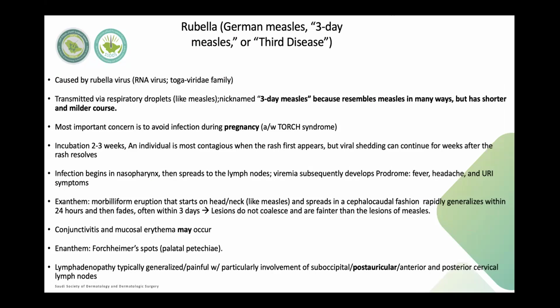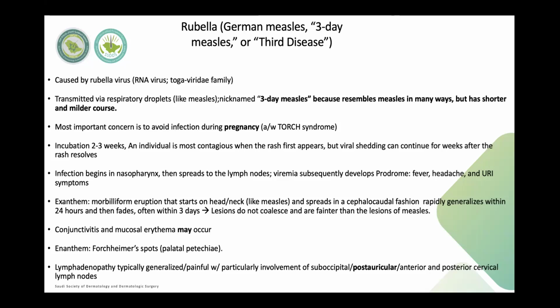Why is it called 3-day measles? Because it's similar to measles, but it's milder. So the whole length of this viral infection usually lasts for 3 days. Okay, why is rubella important? Important because it is risky for pregnant women and can cause congenital complication. The incubation is usually 2 to 3 weeks. After that, the same thing.